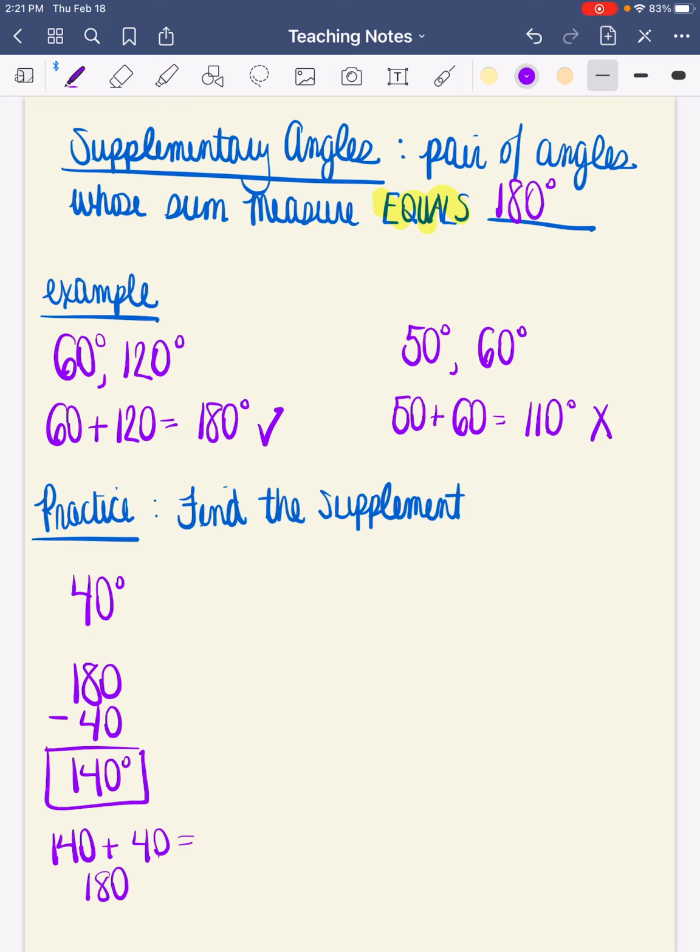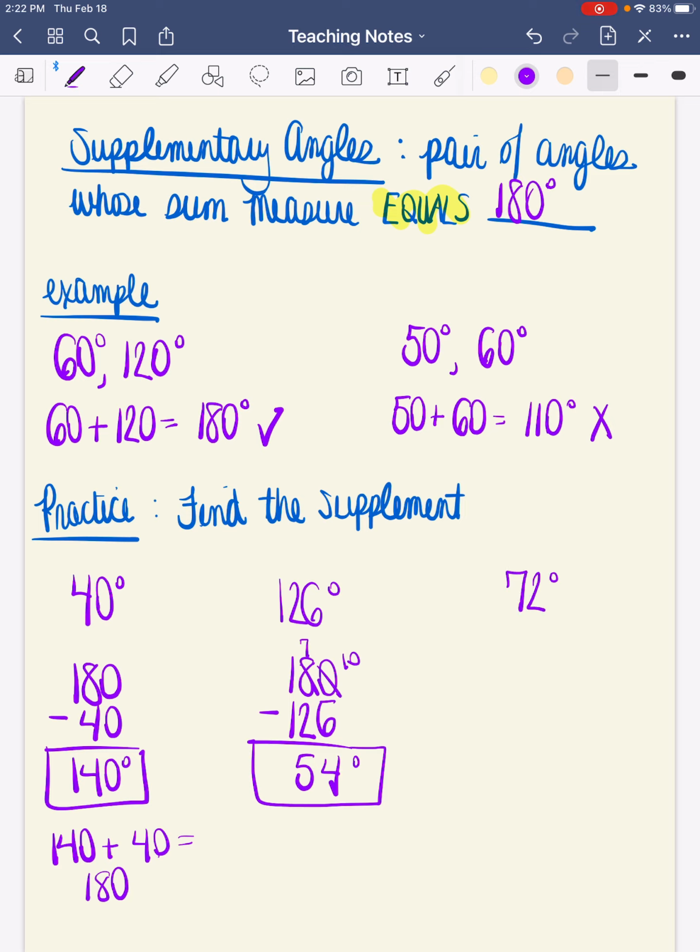If I want to find the supplement of 126 degrees, again, I take the 180, I subtract from that 126. 7 minus 2 is 5. So my supplement to 126 degrees is 54 degrees. Last one here, if you want to try this one, 72 degrees. I want the supplement to that. So again, take the 180, subtract the 72 to find the missing angle. It's a borrowing around here. So that is going to be 108 degrees.